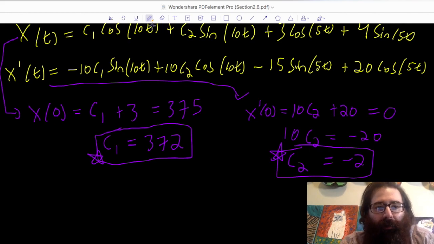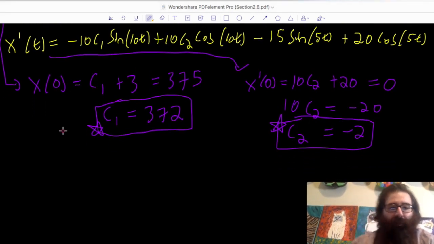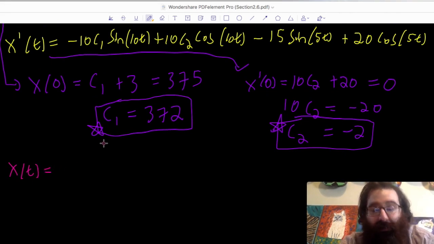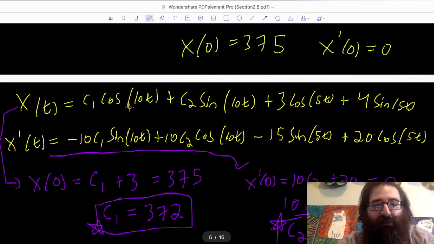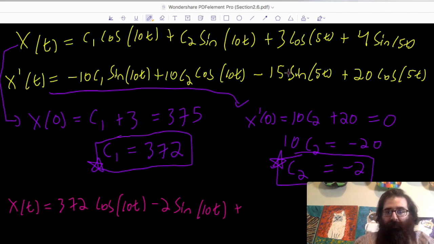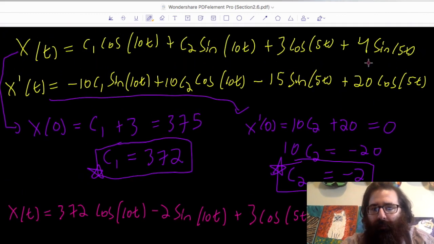And now I see it all. Now I can write my solution in full, in whatever color you like. Now I know everything about it. I have the specific solution, the sum of the particular and the complementary, and now I know all the pieces to it. So c sub 1 cosine 10t, but c sub 1 is 372. So 372 cosine of 10t plus c sub 2, which is negative 2, times sine of 10t, plus 3 cosine 5t. Got to bring that blackboard down so I don't write over my forehead. And then plus 4 sine 5t.